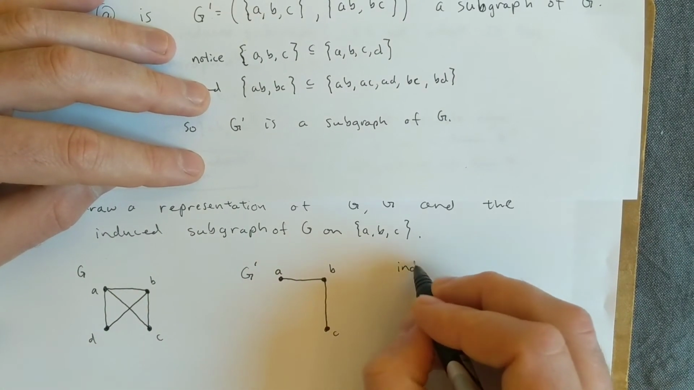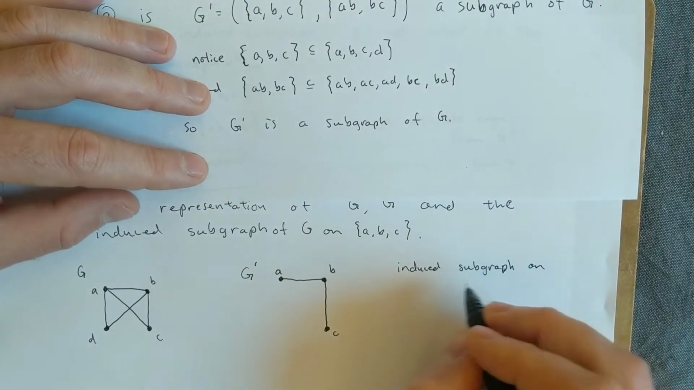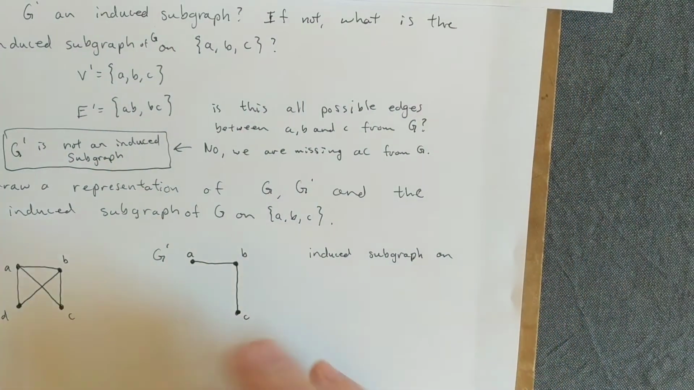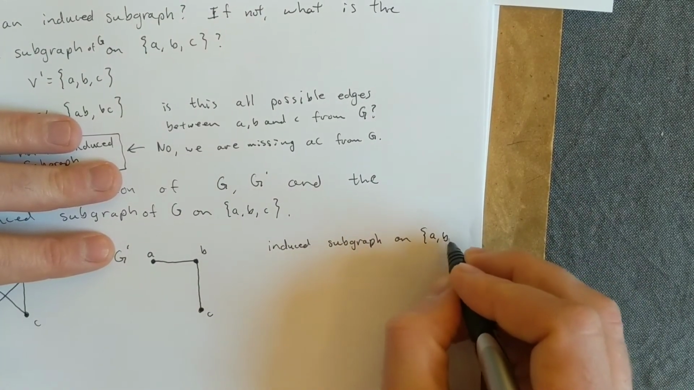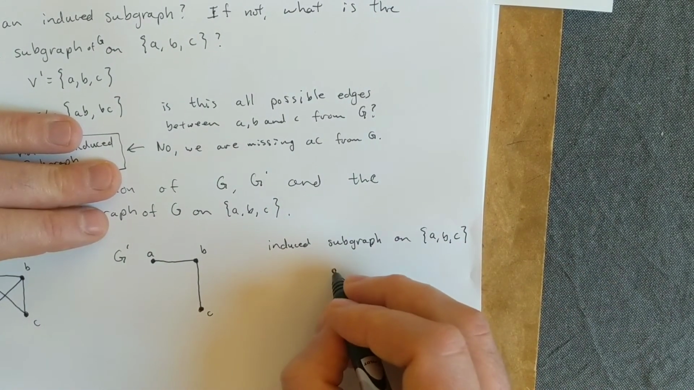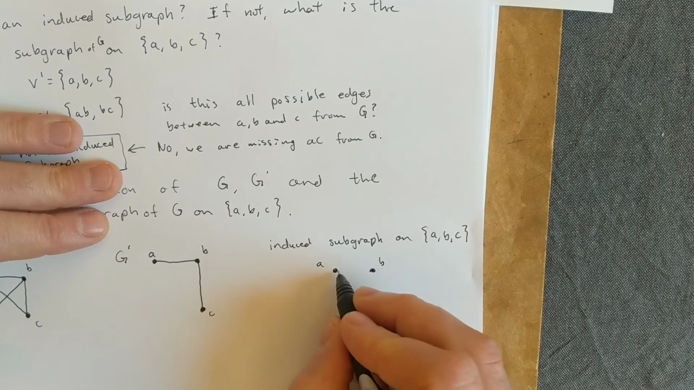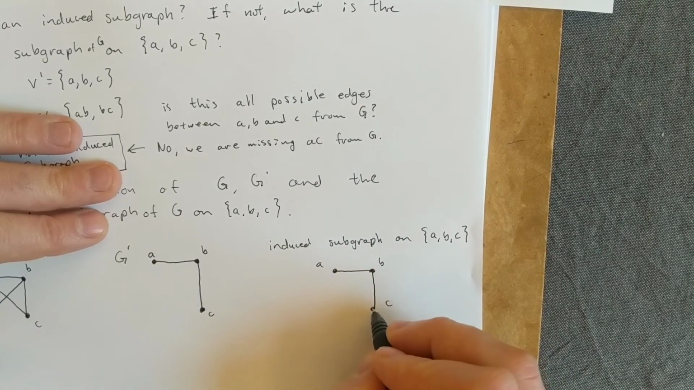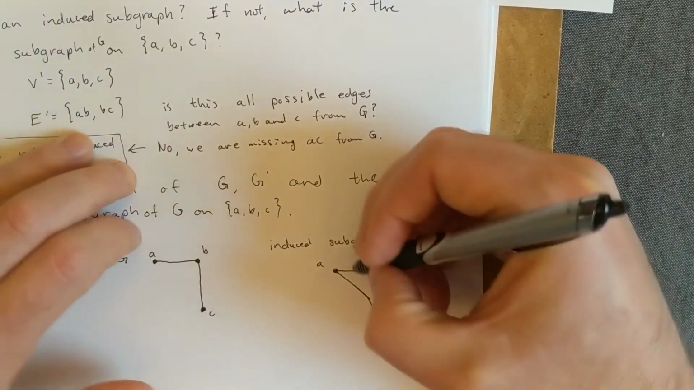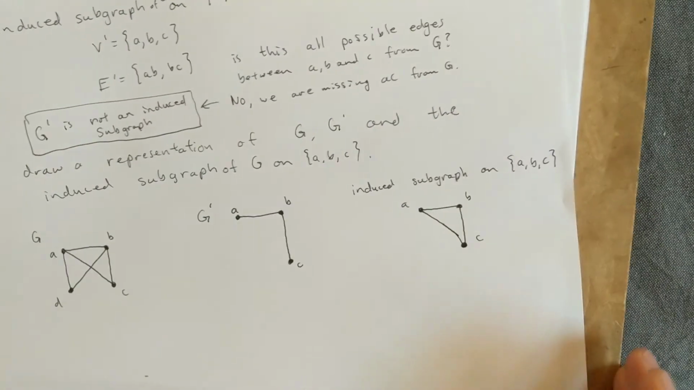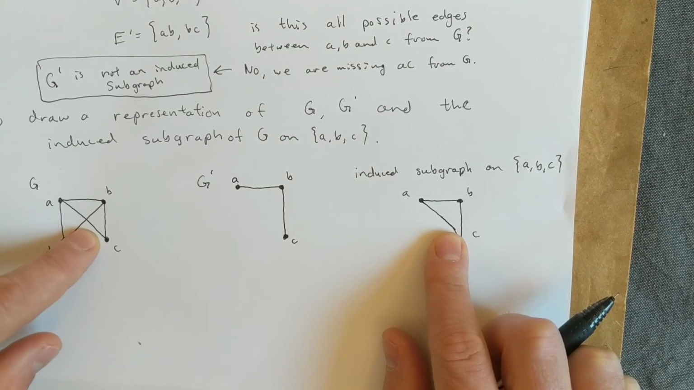And then let's draw a picture of the induced subgraph on the vertex set ABC. And so again, I'm going to draw the vertices in about the same place, ABC, but this has to have AB, BC, but we also need to have AC. Sort of a curved one, but that's okay. Okay, and so the induced subgraph, the subgraph between A, B, and C with all possible edges in the original graph G, looks like this.